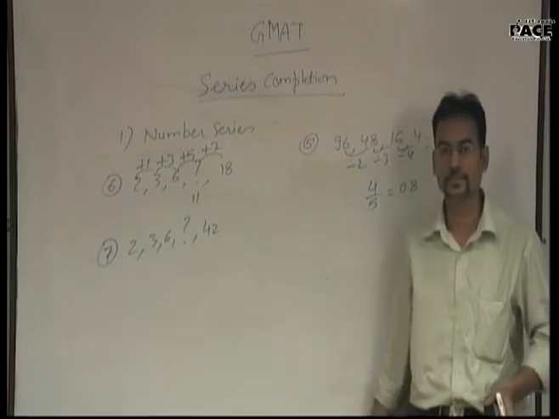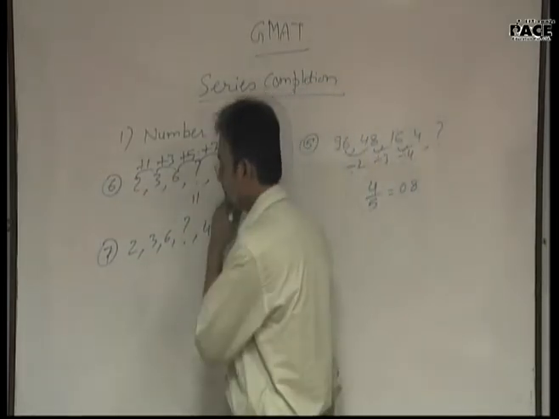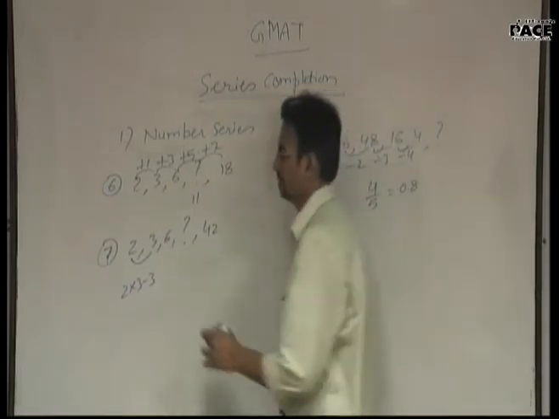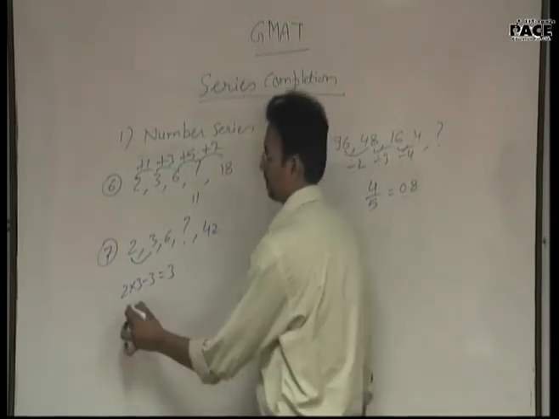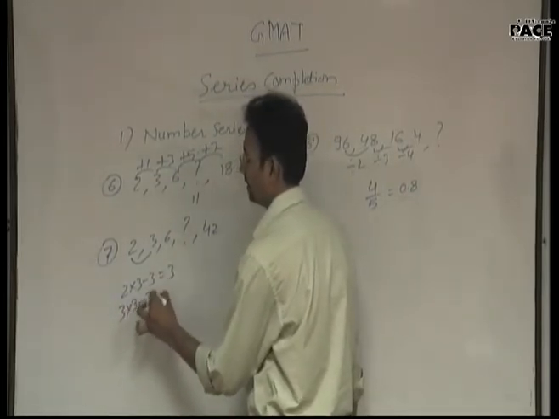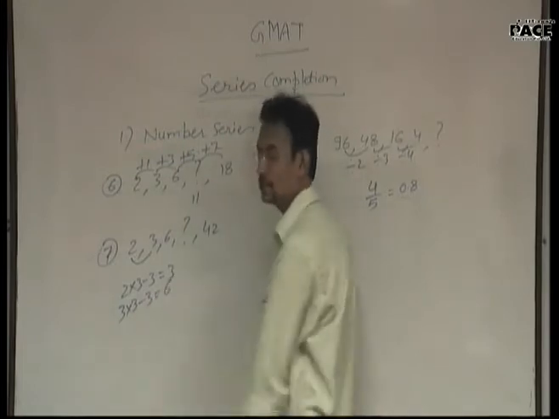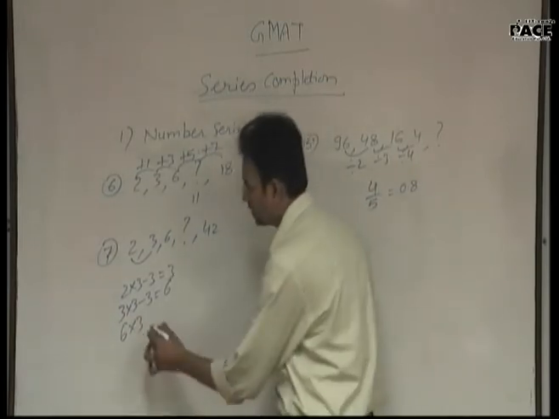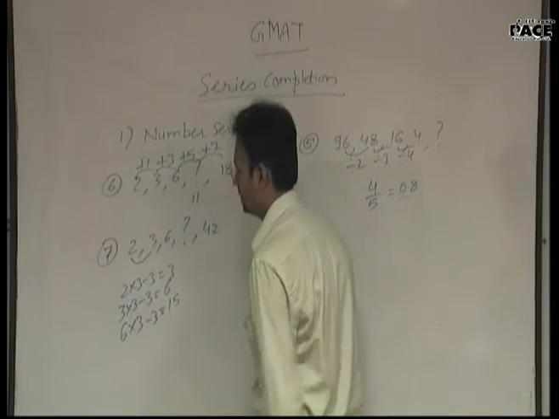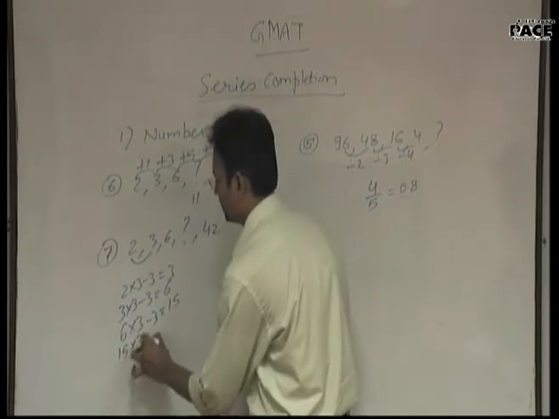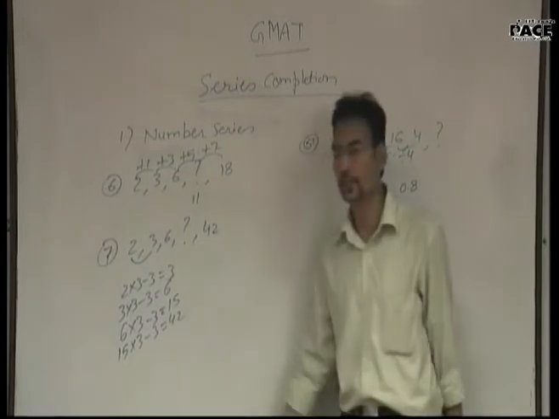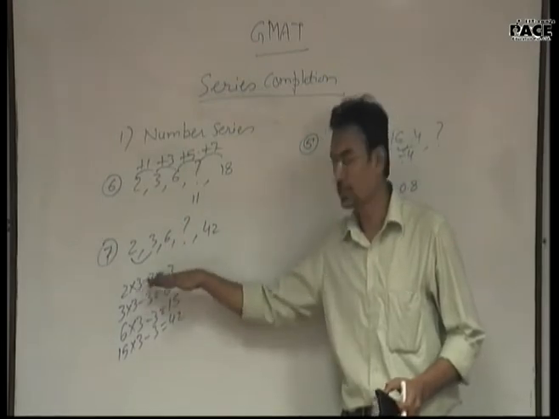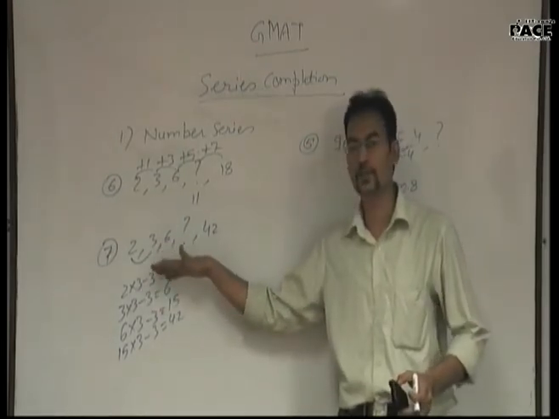Now what can we do in this question? Two into 3 minus 3 is 3. 3 into 3 minus 3 is 6. And similarly, 6 into 3 minus 3 will be 15. And further, 42. So what we are doing is, we are doing two operations at the same time: multiplication as well as difference.